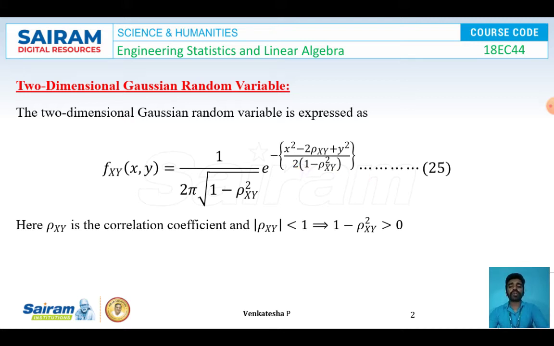So in this expression, the rho xy will be called as a correlation coefficient and mod of rho xy is less than 1. It implies 1 minus rho square xy is greater than 0.